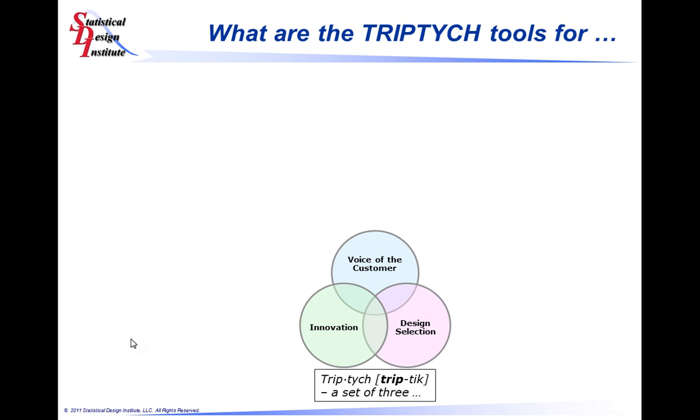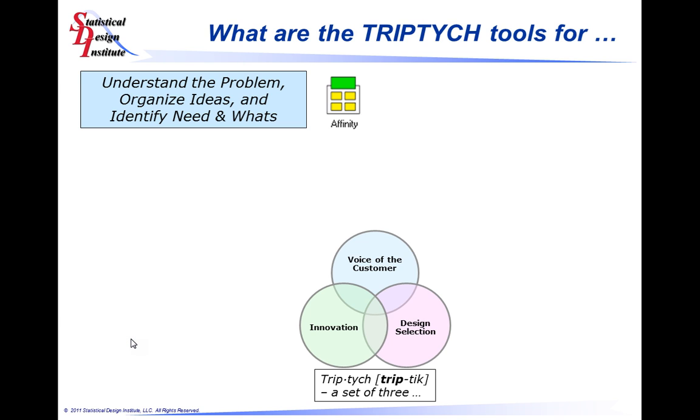The Triptych tools contain a suite of tools that can address three key areas that we've identified for any product development or problem-solving activity. That being the voice of the customer, collecting this information; innovation, or coming up with ideas or alternatives of how we could address the customer's problem; and then also design selection techniques to pick the best alternative in the various concepts that have been identified.